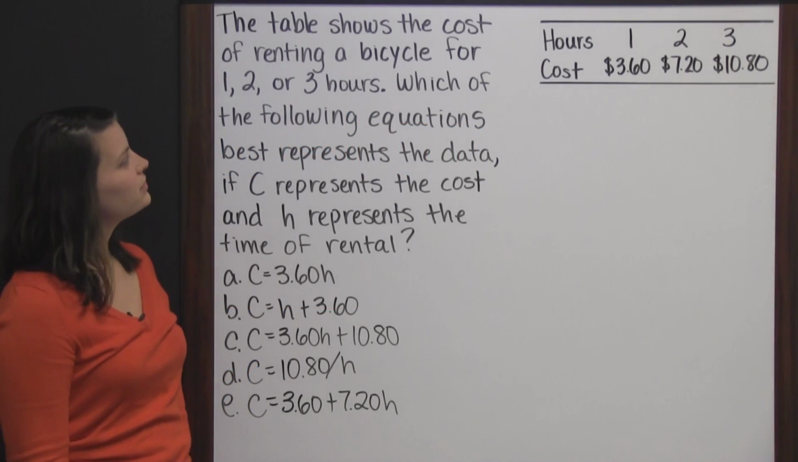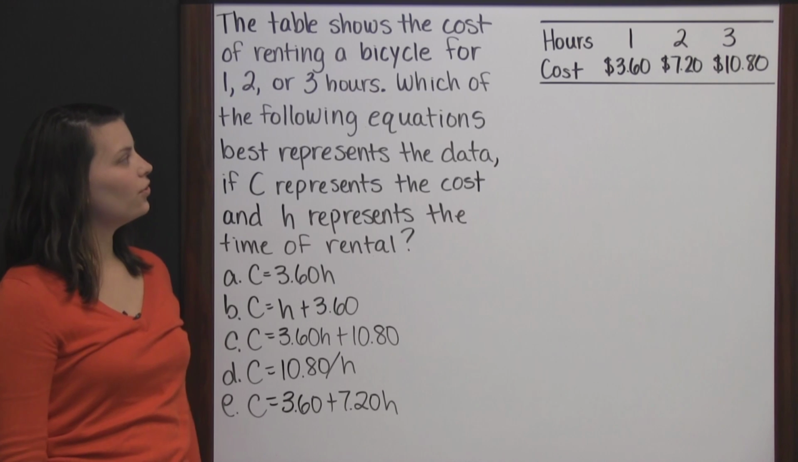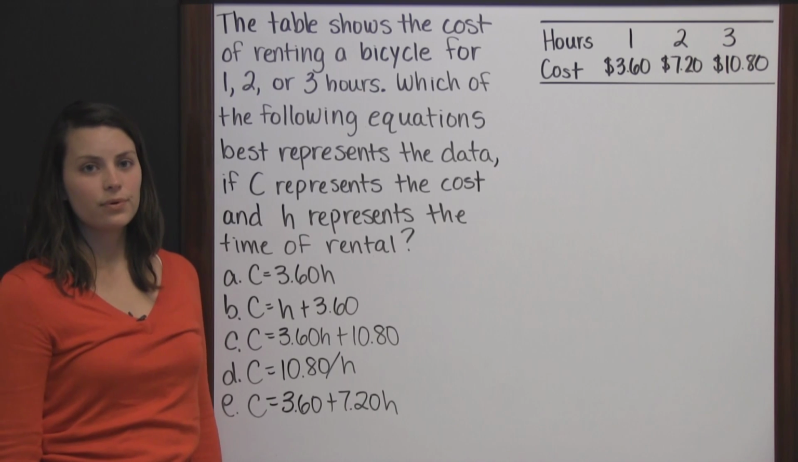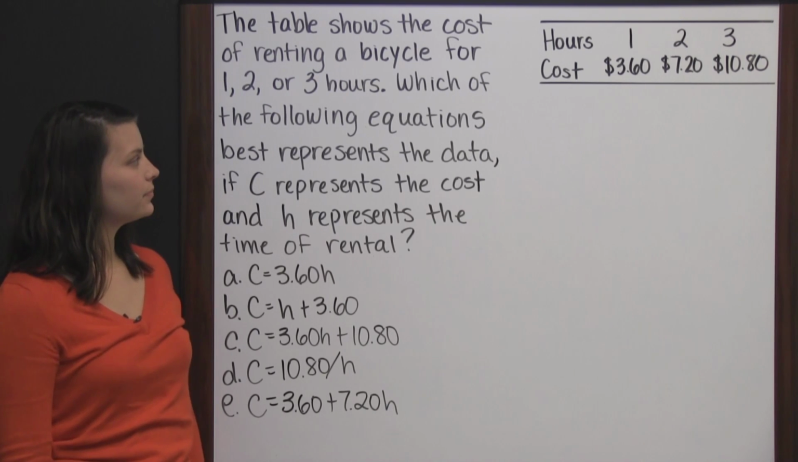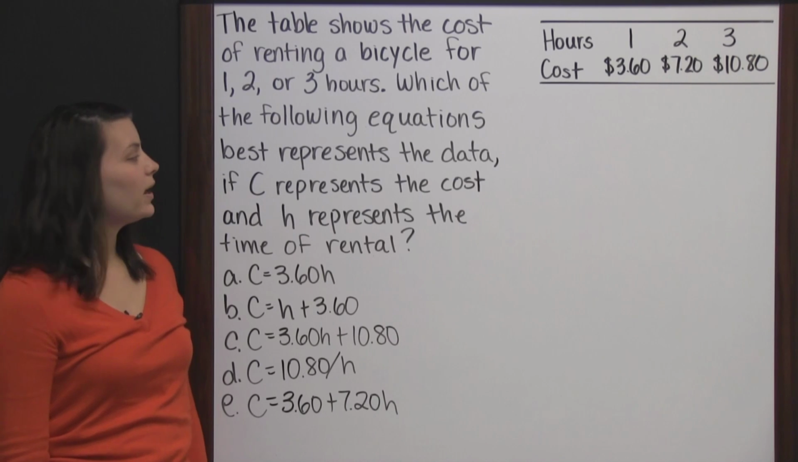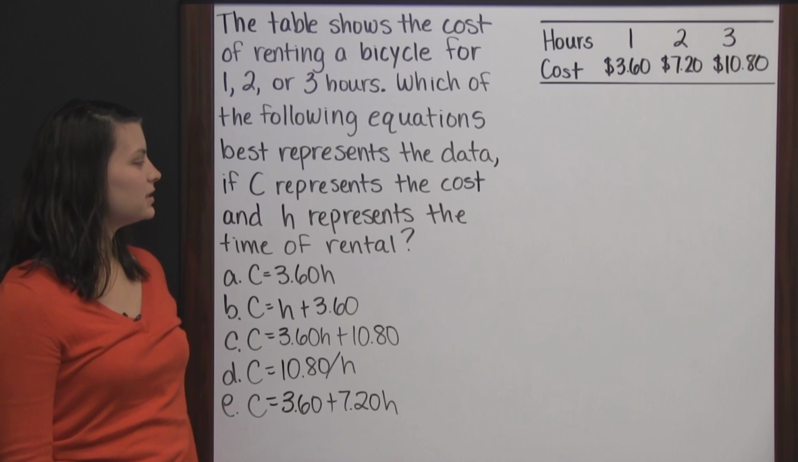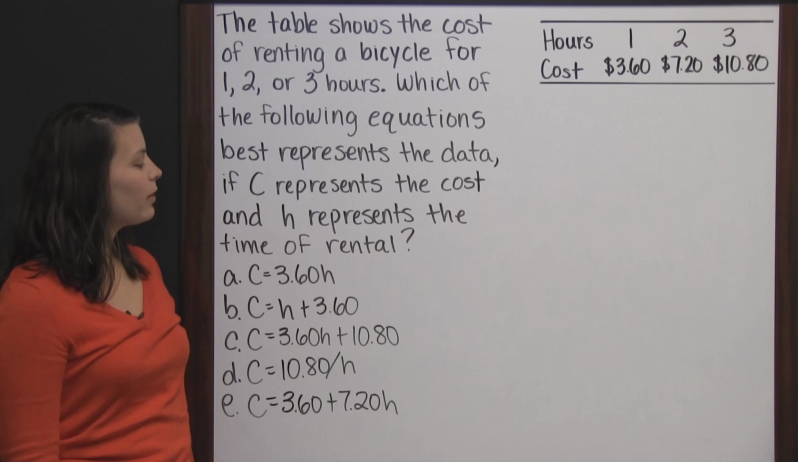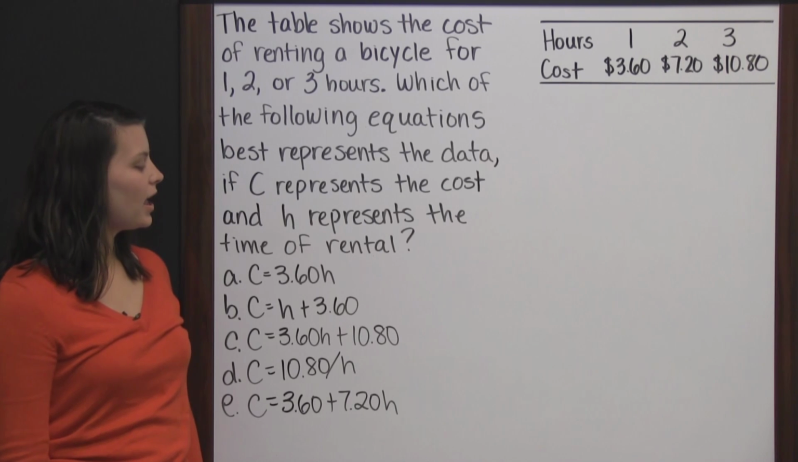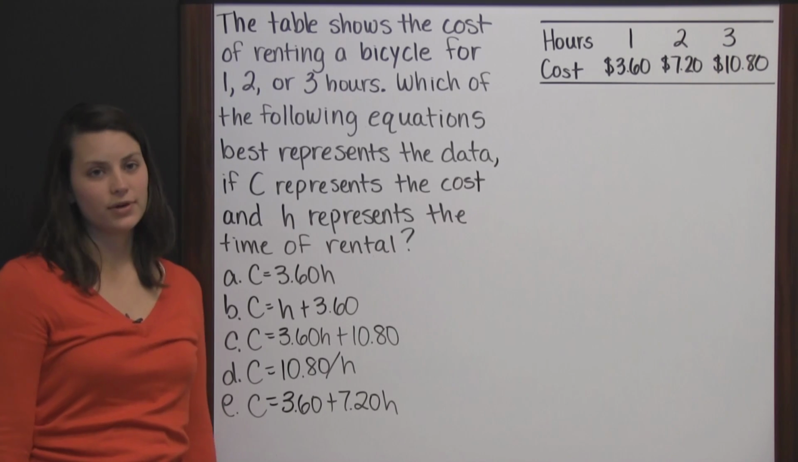The table shows the cost of renting a bicycle for 1, 2, or 3 hours. Which of the following equations best represents the data, if C represents the cost and h represents the time of rental?